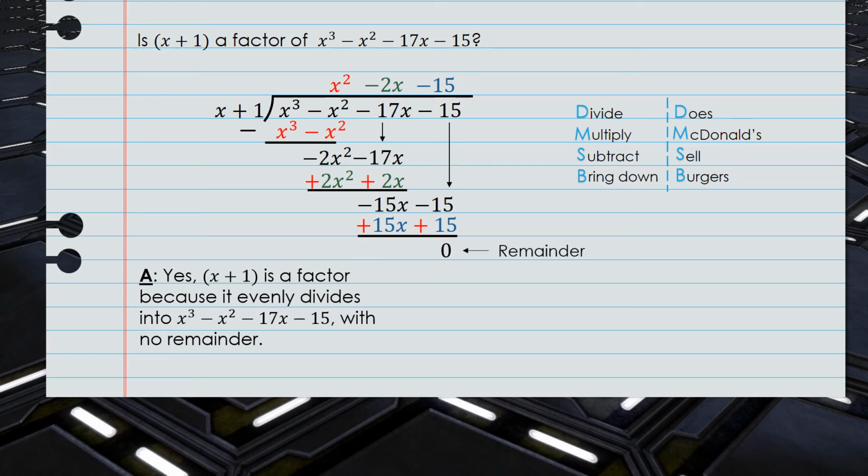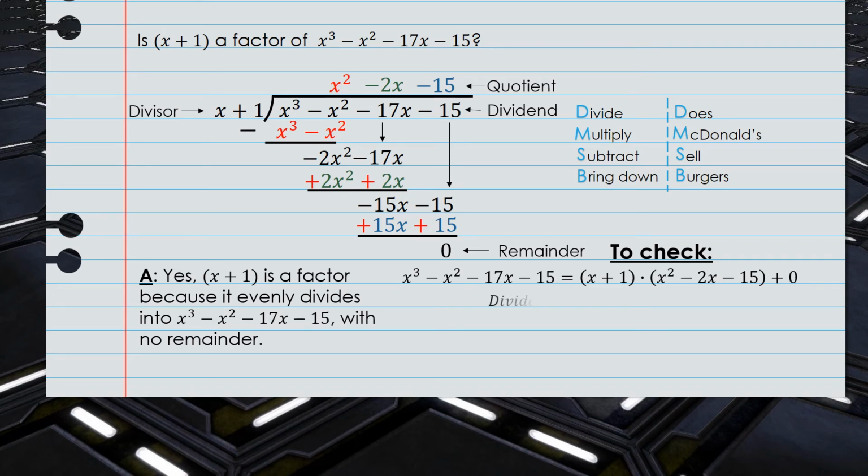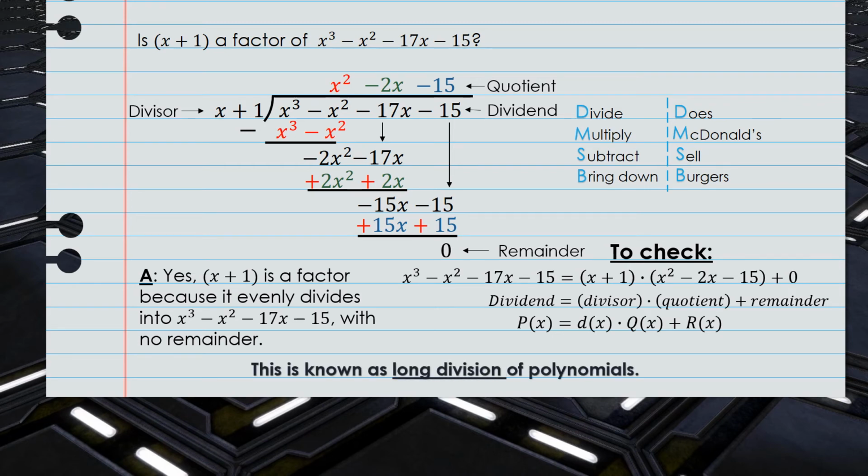We have the remainder, which in this case was 0, the divisor, which was x plus 1, the quotient, which was the result, in this case x squared minus 2x minus 15, and we have the dividend, the original expression. Now, since we had variables, can we still check this? The good news? Yes. You would check it the exact same way we did earlier. You would multiply the divisor times the quotient plus the remainder, and that will equal your dividend. This whole entire process is known as long division of polynomials.